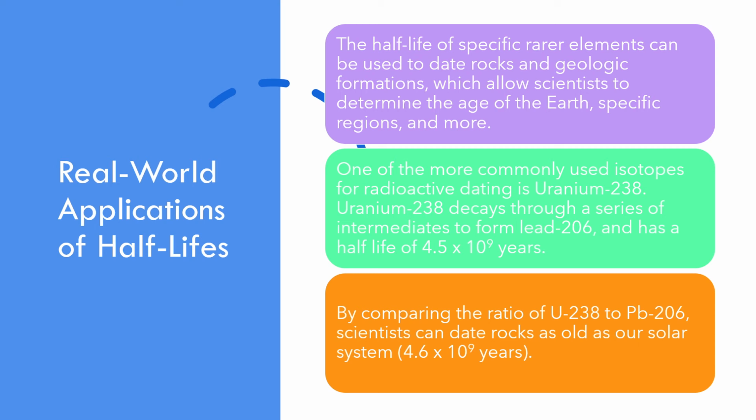Uranium-238 decays to form lead-206, which is stable. By comparing the ratio of uranium-238 to lead-206, scientists can infer the approximate ages of rocks as old as our solar system, which is about 4.6 billion years old.